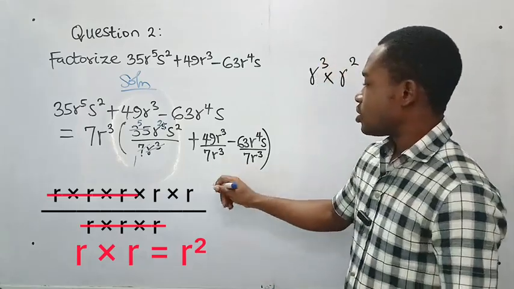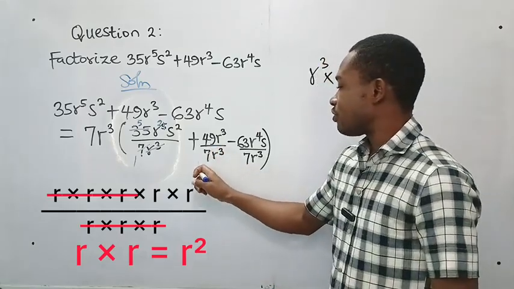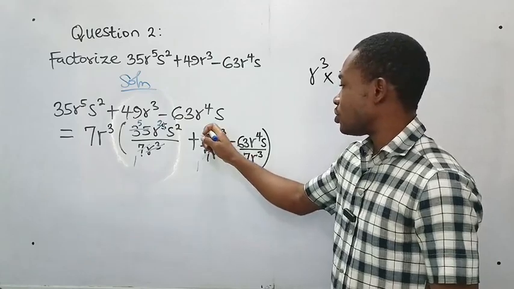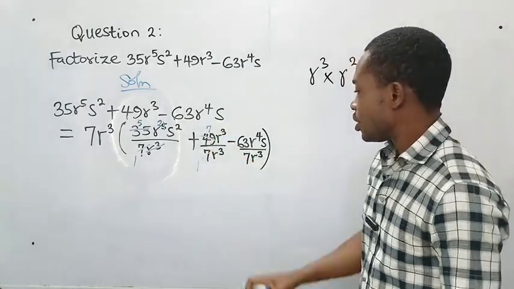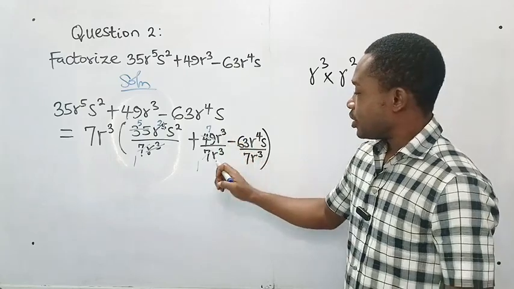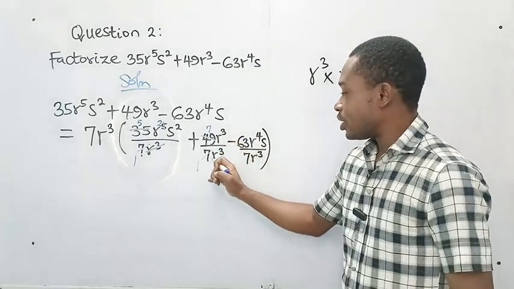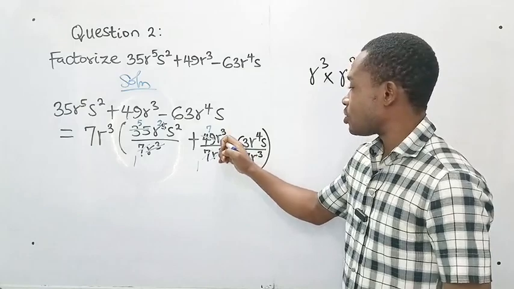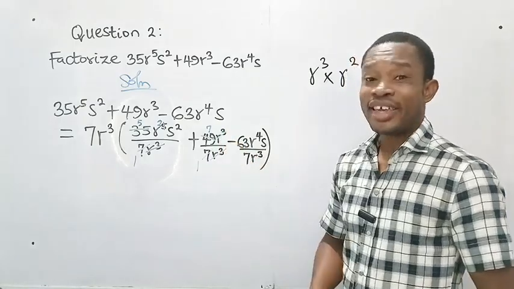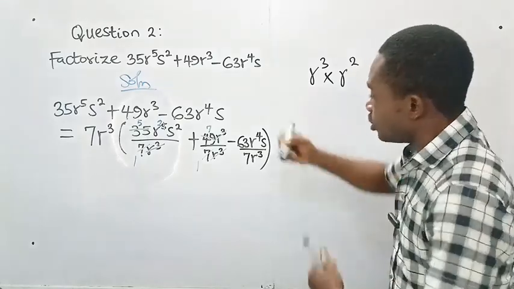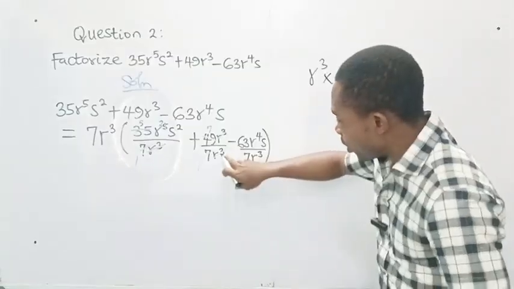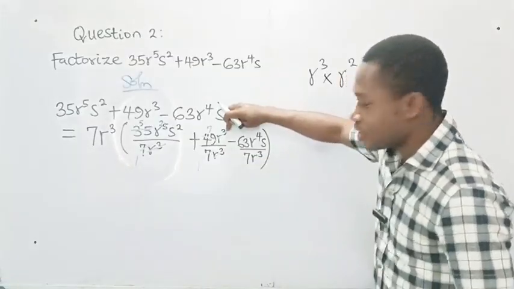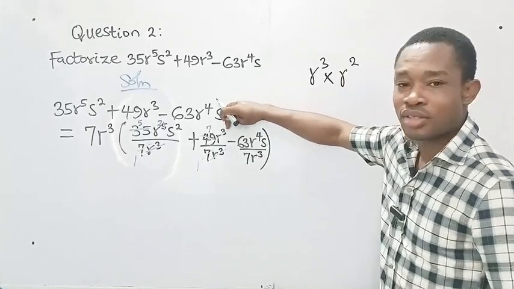Then I'll come to this. This 7 will divide 7, you get 1. 7 will divide 49, you get 7. This r raised to power 3 divided by r raised to power 3, they'll just cancel out to give you 1. Again, it is the same as going to the numerator, then this power 3 in the denominator, minus it, remove it, subtract it.